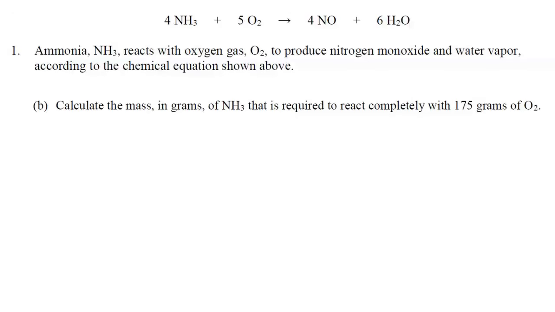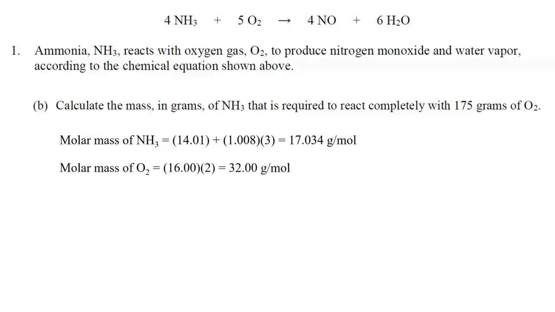So for NH3, the molar mass of NH3 is 17.034 grams per mole. Again, there's 1 nitrogen and 3 hydrogens. Those are the atomic masses of those elements. We just added those up. And then for O2, it would be not 16, but rather 32. So 16 times 2, 32 grams per mole for the molar mass of O2.